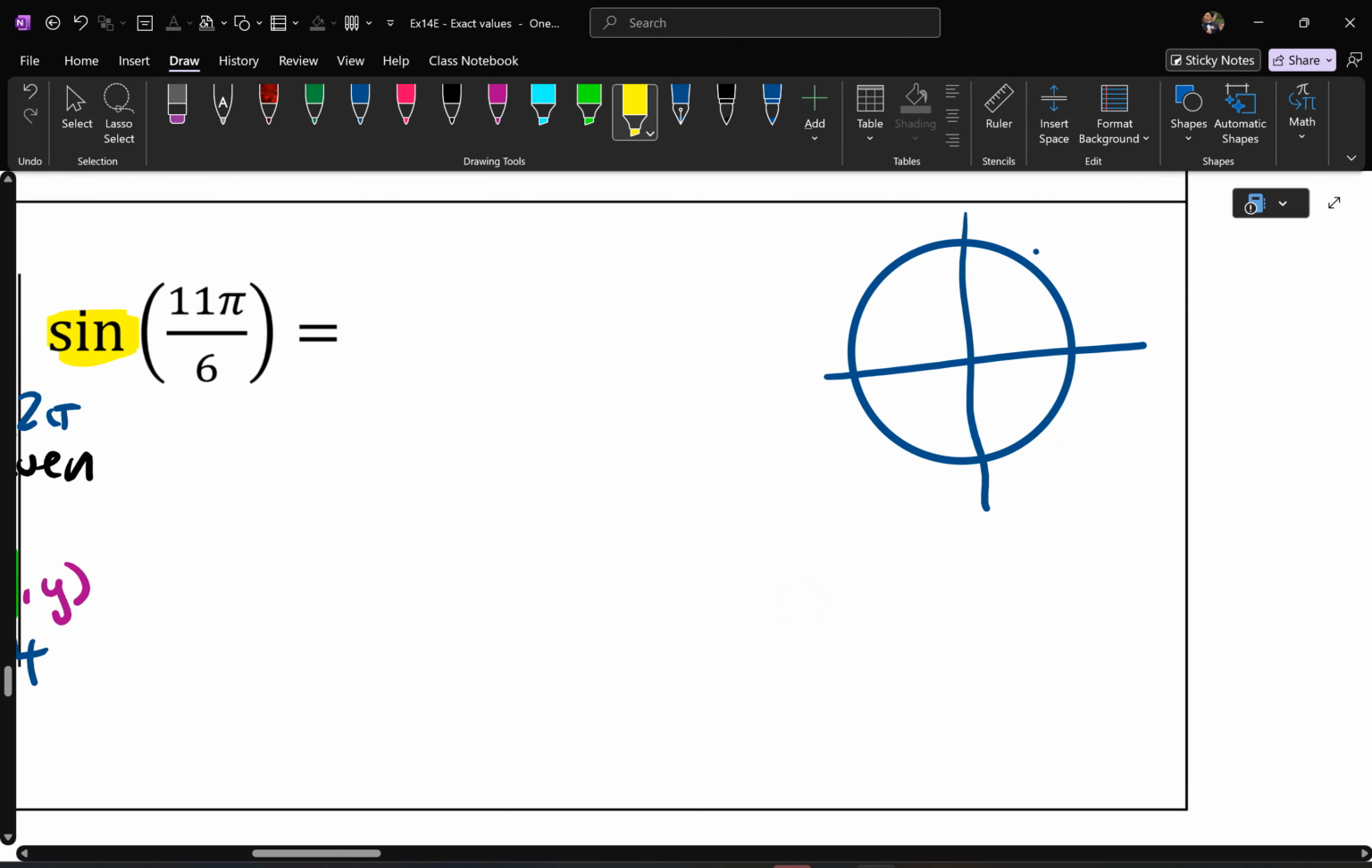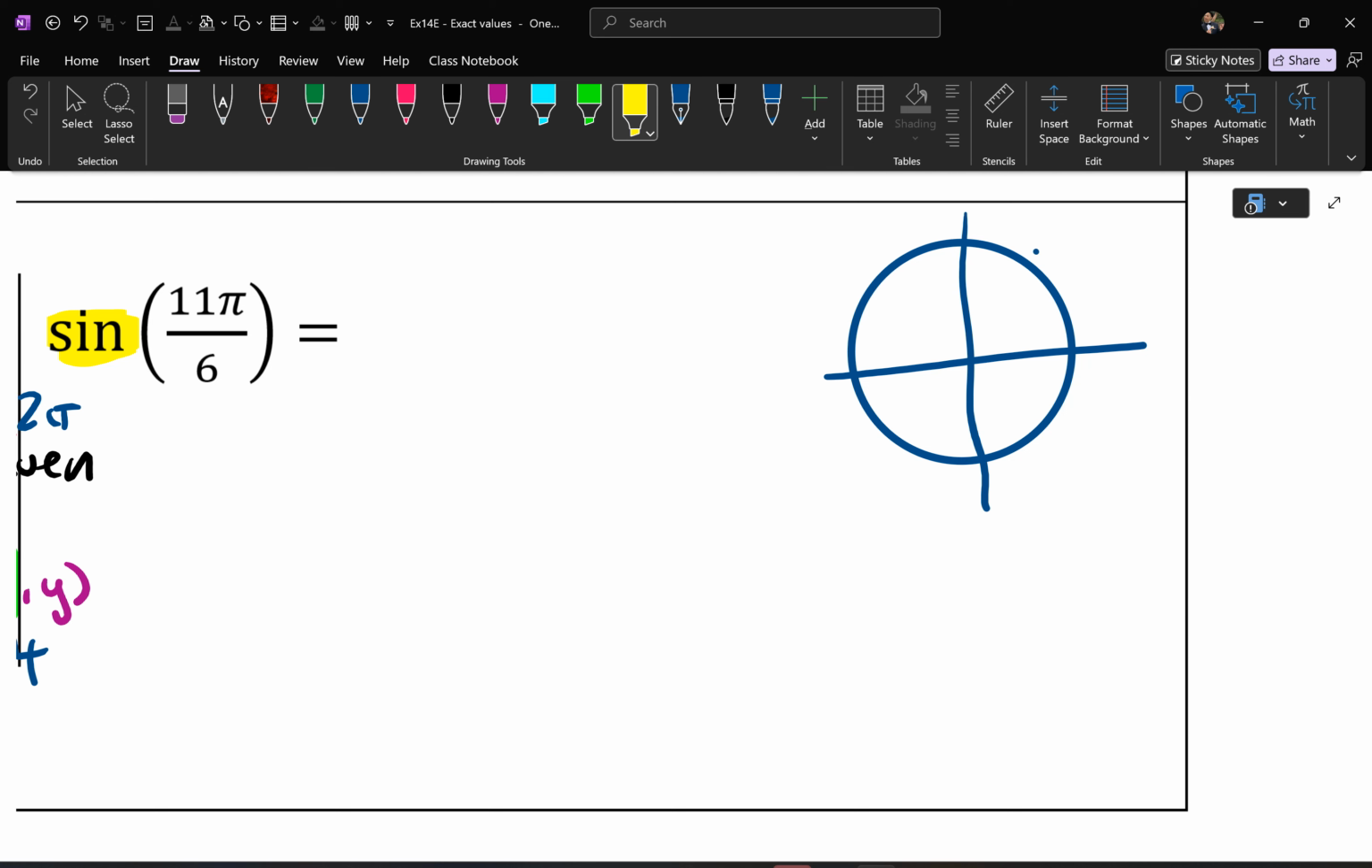What is sine? What are you looking for when you say sine? X, y, or gradient? Y. So we're looking for the y coordinates, right? We need to know where we are. Where's 11 pi on 6? So again, let's write it out. 11 pi on 6.